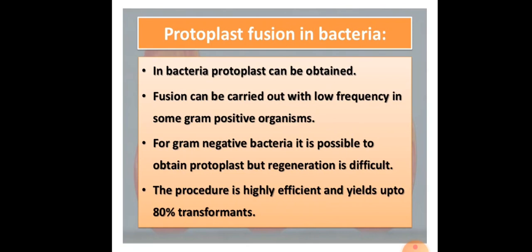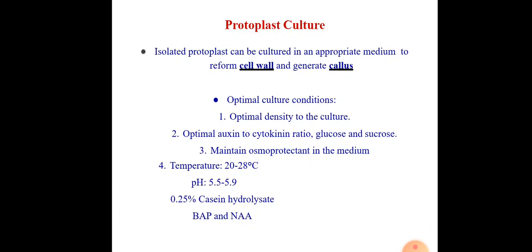In bacteria, the protoplast can be obtained and fusion can be carried out with a low frequency in gram positive organisms. For gram negative bacteria, it is possible to obtain the protoplast, but regeneration is difficult. The procedure is highly efficient and yields up to 80% of transplants.